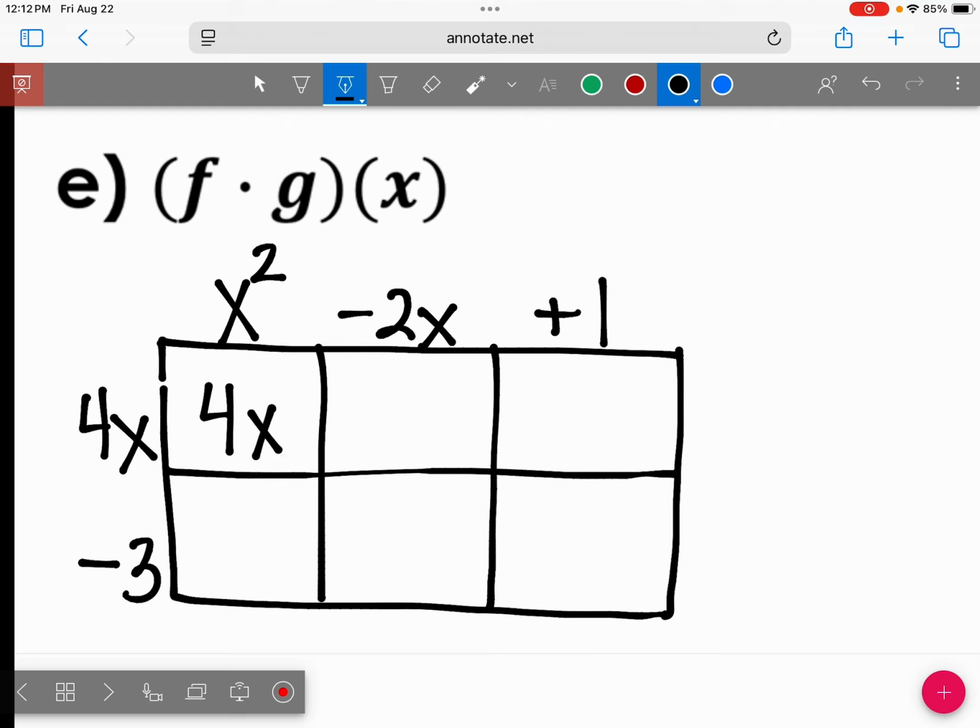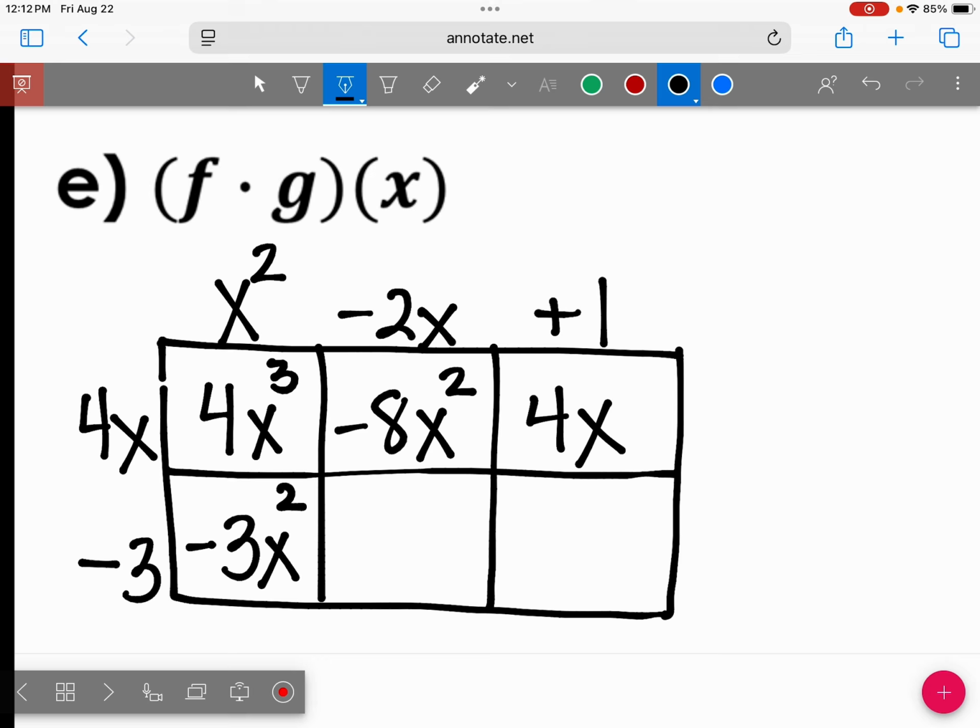4x cubed. I said it but didn't write the 3. 4x times negative 2x would be negative 8x squared. 4x times 1 is 4x. Do we agree with that top row? Okay, bottom row: this would be a negative 3x squared, a positive 6x, and the negative 3.